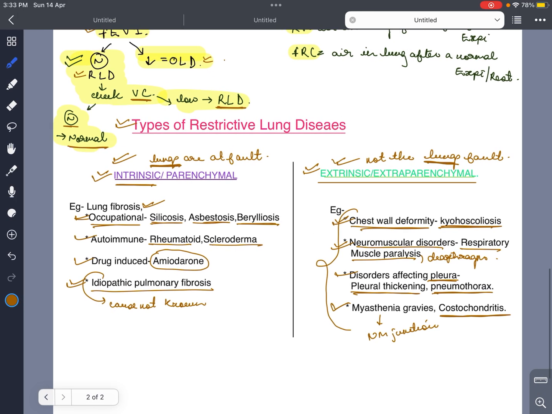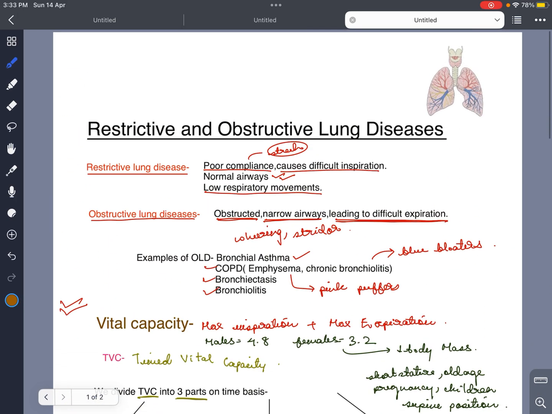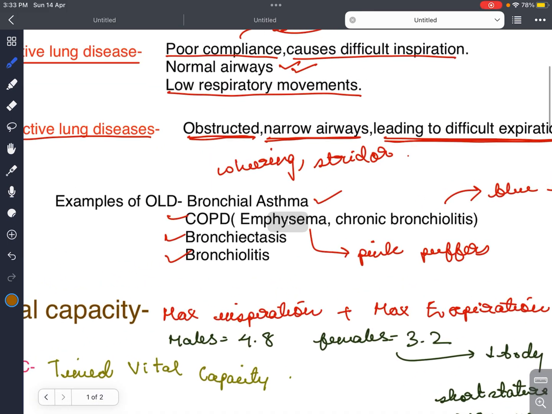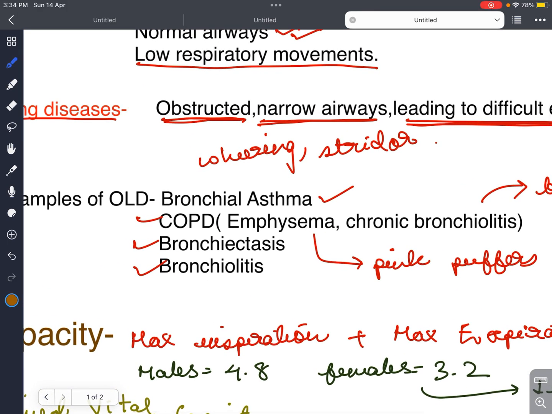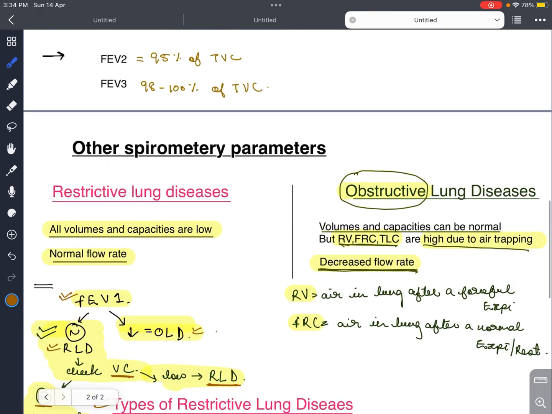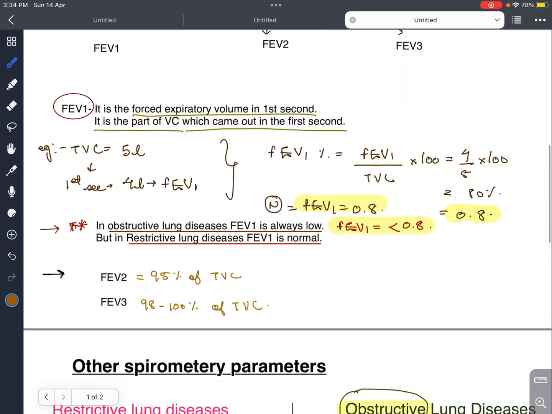So this is all the basics that you need to know about restrictive and obstructive lung disease, and I'll be talking about all these particular diseases separately in the next videos. You'll be getting to know about these topics as well. So this was all about the basics of restrictive and obstructive lung disease.